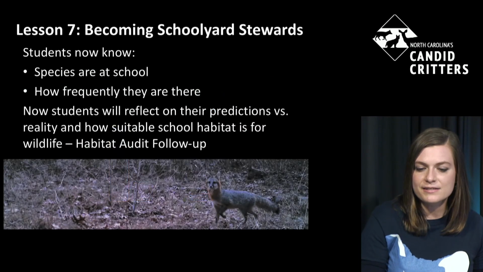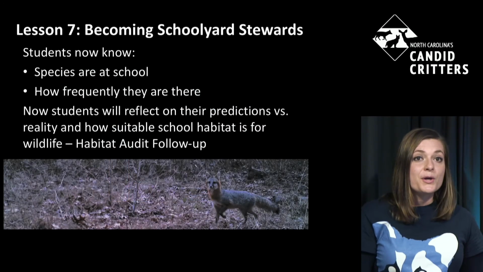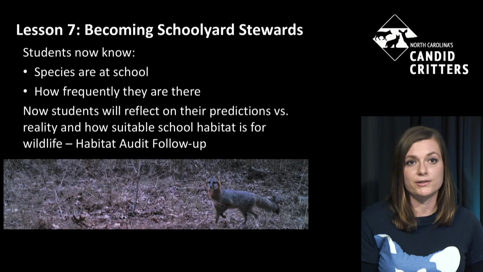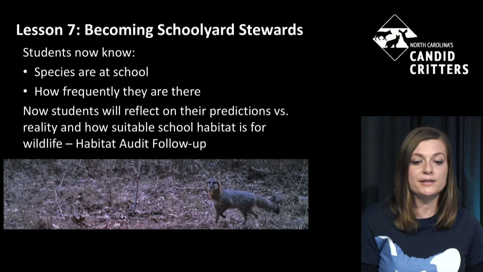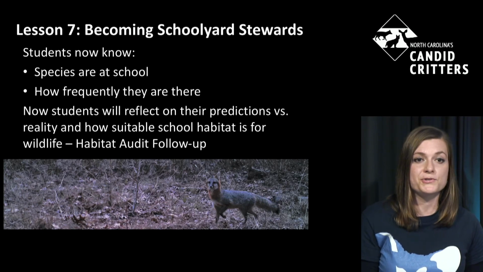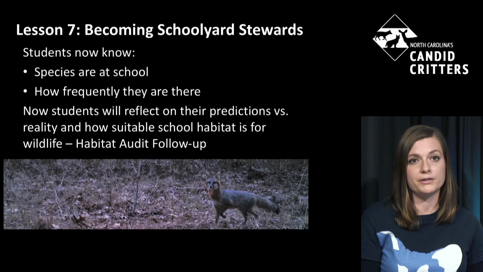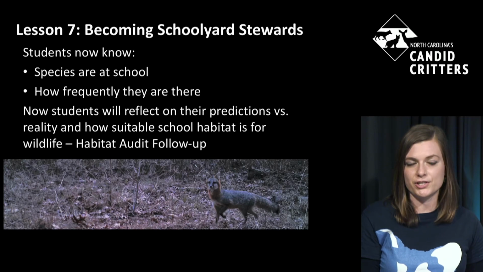Then our last lesson plan of Candid Critters brings everything full circle. So now the students have looked at what species are at their school. They know how frequently they've been there with the detection rate. And now we're asking them to reflect upon their dot plots and see how their predictions held up to the reality of the camera trap.